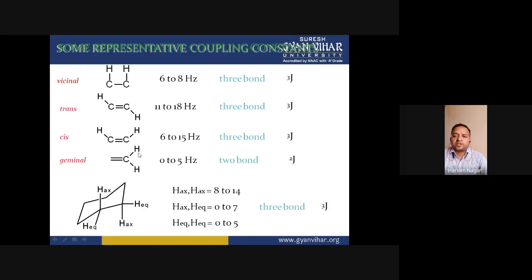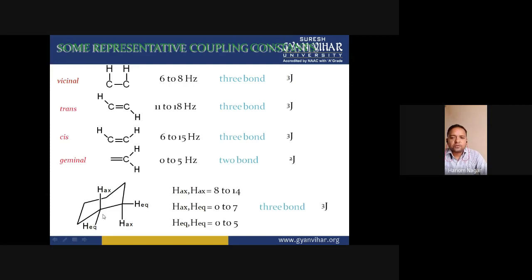Now if you talk about the geminal coupling, its value is 0 to 5, and this value is for a doubly bonded carbon. A two bond distance is there, so this is called J2. And if you talk about the chair conformation of the compound, then this axial hydrogen is on the above side of the plane of the ring, while this is on the below side, meaning the angle between these protons is 180. So coupling between these protons would be very high. The axial-axial value is 8 to 14.